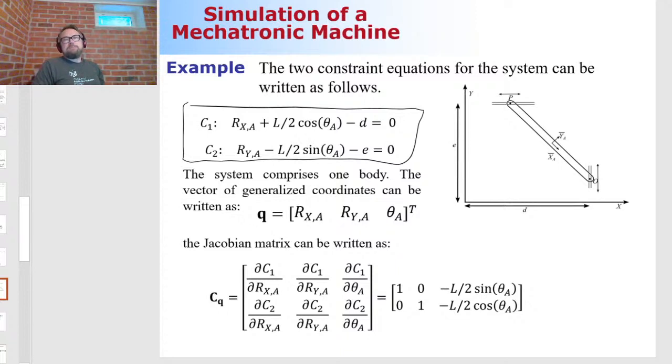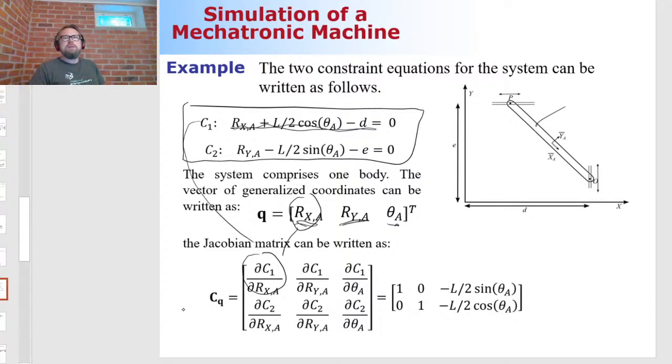And then what next? Next, I need to make a vector of generalized coordinates. So I have one moving body. What are the generalized coordinates? Rx, Ry, and theta. These are my components. So simply I'm going to take my first constraint equation and differentiate it first by my first generalized coordinate. So this guy and this guy go to this partial operation.